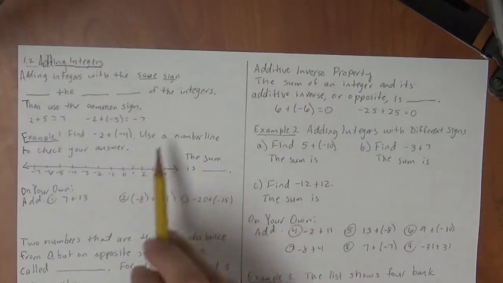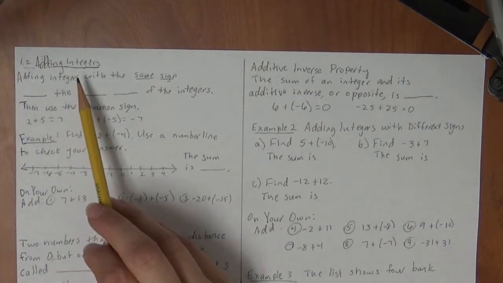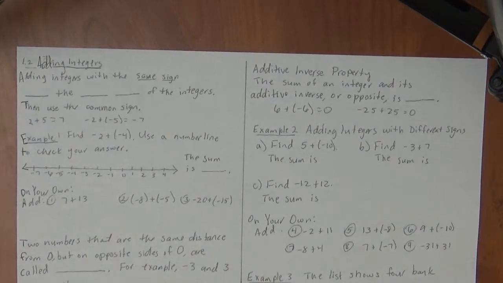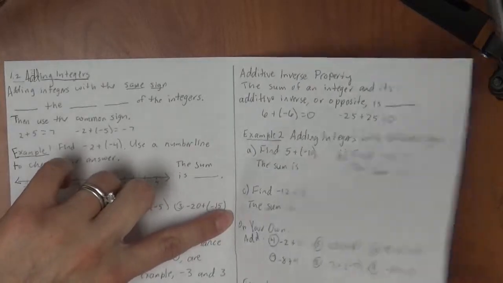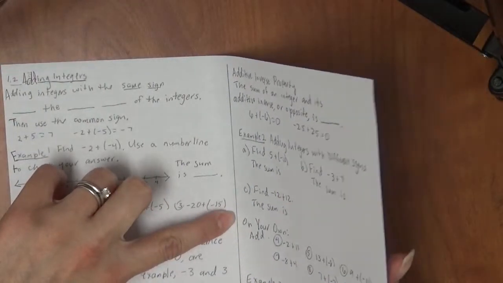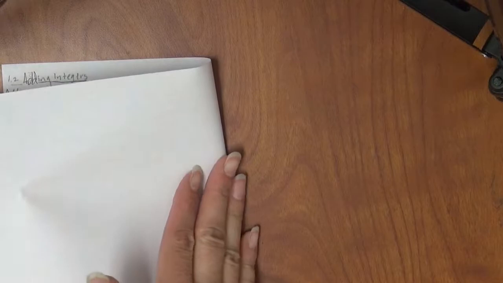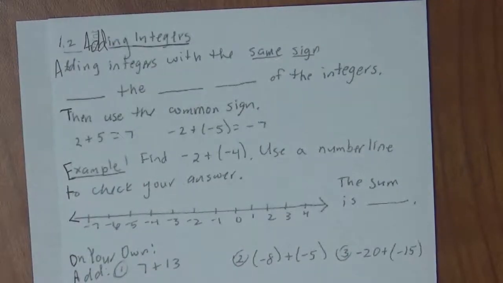Okay, I have my notes for section 1.2, adding integers. So what you should do, you should fold it along this line, and when you're finished with it, at the end of this video, you'll be pasting it into your notebook. Okay, so 1.2, adding integers.